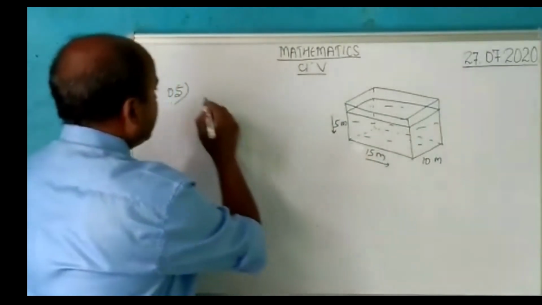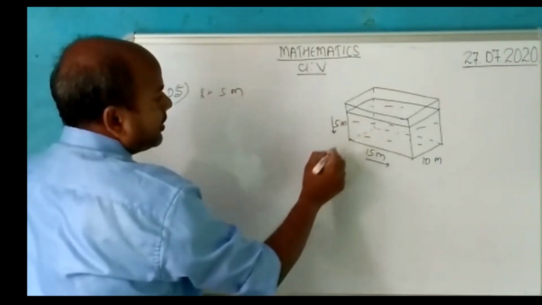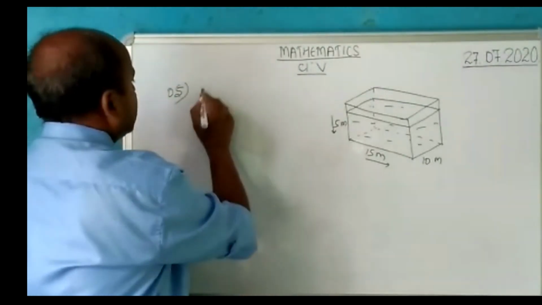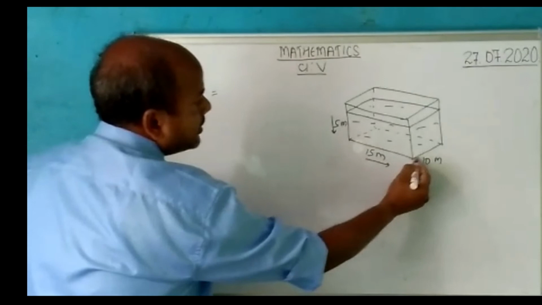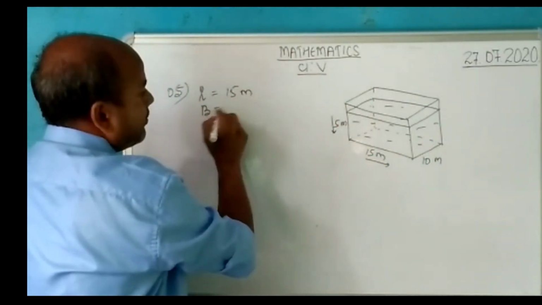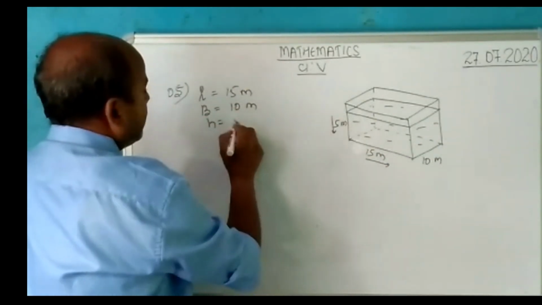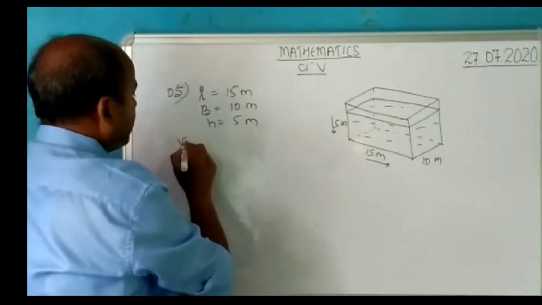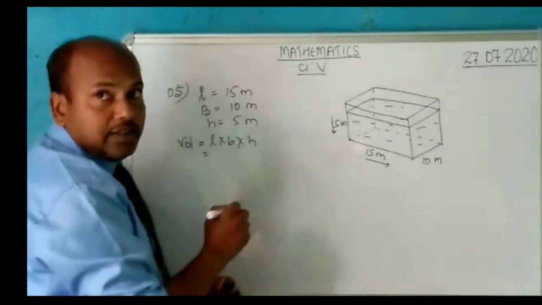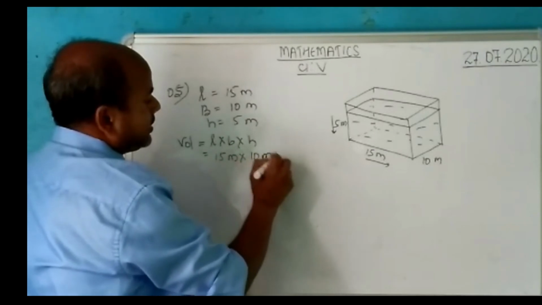So it's very clearly given. Length is given. This is the length. This is breadth, and this is height. So length is 15 meter, breadth is given, and breadth is 10 meter, and height is given, and height is 5 meter. You have to calculate the volume. So volume is equal to length into breadth into height. Length is 15 meter, breadth is 10 meter, and height is 5 meter.